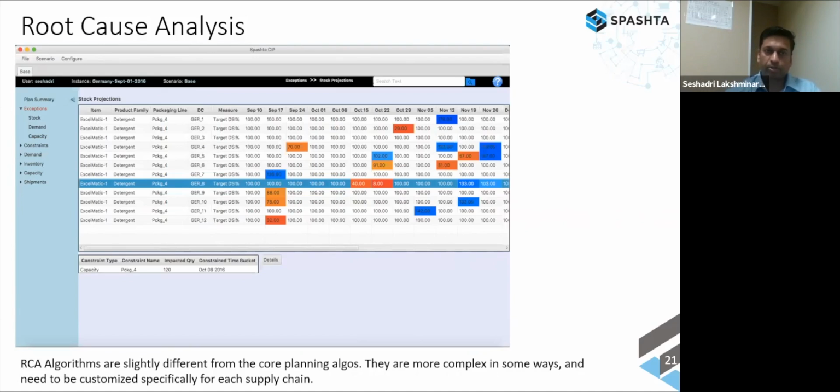There is an inverse of this. I don't have a screenshot for it. There is an inverse of root cause. For a given constraint, let's say this is PCKG4, what are all the exceptions that it is generating? That is the inverse of this report, which is also very important. So both ways, understanding the root cause of an exception, as well as understanding the exceptions for a given root cause, are both very, very useful tools for planners.